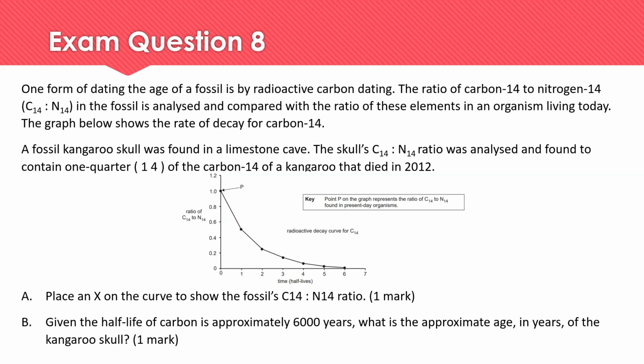A fossil kangaroo skull was found in a limestone cave. The skull's carbon-14 to nitrogen-14 ratio was analysed and found to contain 1/4 of the carbon-14 of a kangaroo that died in 2012. A. Place an X on the curve to show the fossil's carbon-14 to nitrogen-14 ratio. And B. Given the half-life of carbon is approximately 6,000 years, what is the approximate age in years of the kangaroo skull? So you can pause the video, work out your answers, and then check them against the video linked in the description box below.